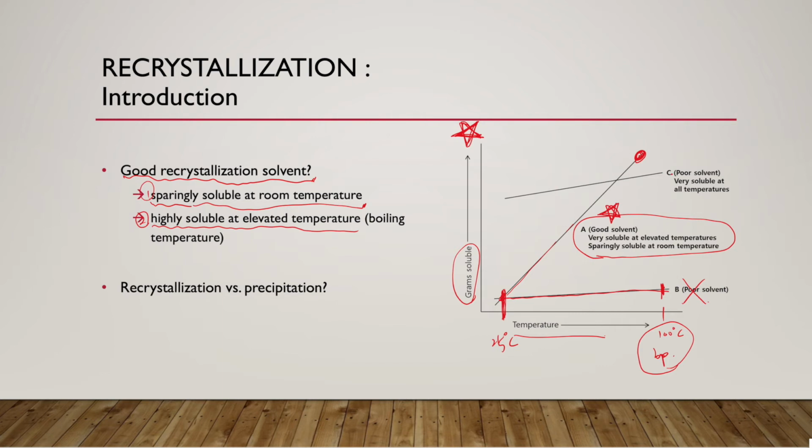And then the last one, solvent C, is very soluble even at room temperature, and at elevated temperature it still has a really good solubility. So what that means is that although we cool this solution down to room temperature, because the compound still has good solubility at room temperature, the compound is not going to crystallize at all.